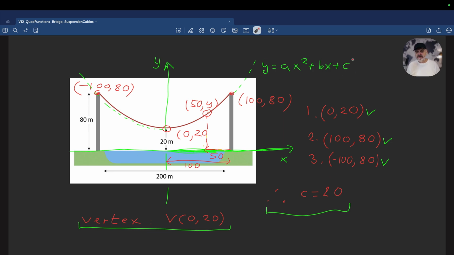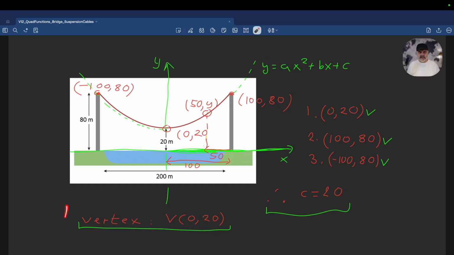And we can determine that the value of the constant c is 20, because when x is equal to 0, y is equal to 20. So that already simplifies this equation. And we know from other questions about parabolas that since the vertex is on the y-axis, the equation of the parabola reduces to y equals ax squared plus c. So that takes care of the middle term b being equal to 0.